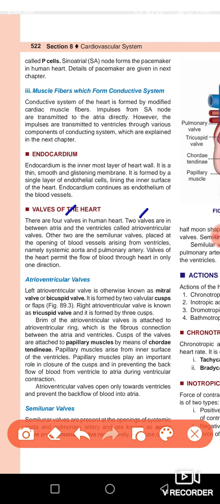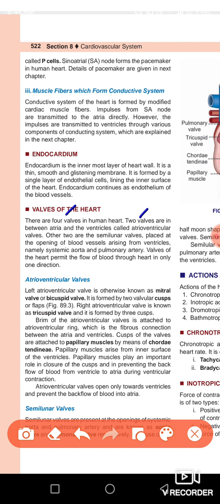Semi means half and lunar means moon, so their shape is like a half moon, therefore they are called semilunar valves. First we are going to discuss the atrioventricular valves. These atrioventricular valves are again divided into two types, which are called what? Yes, very good, tricuspid valve and bicuspid valve.